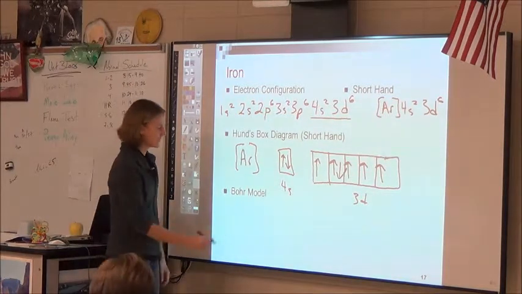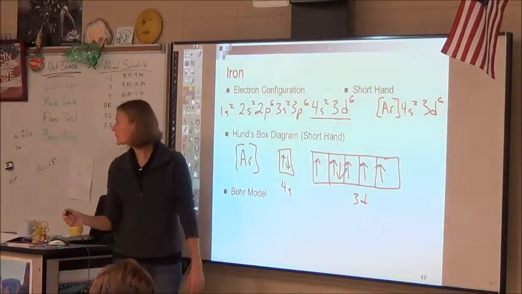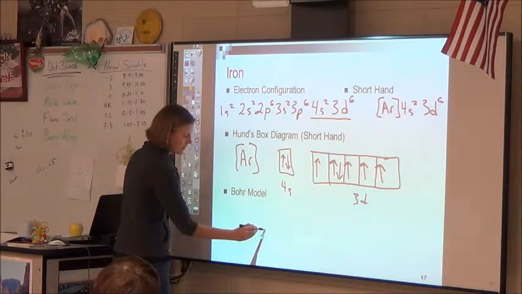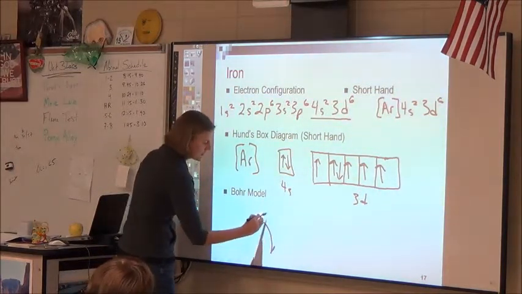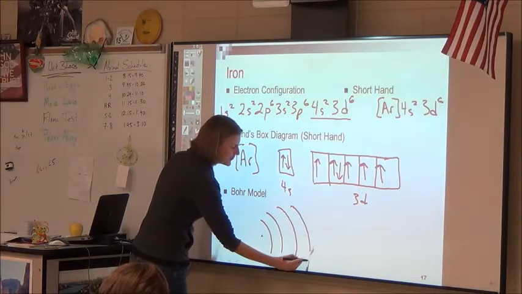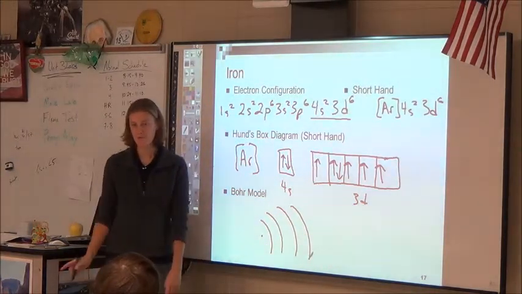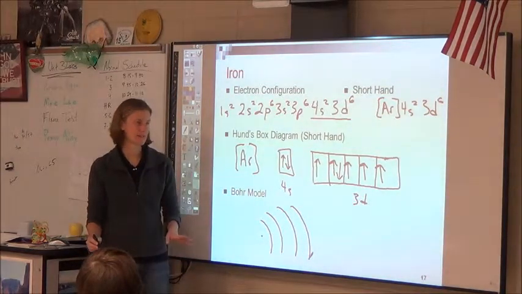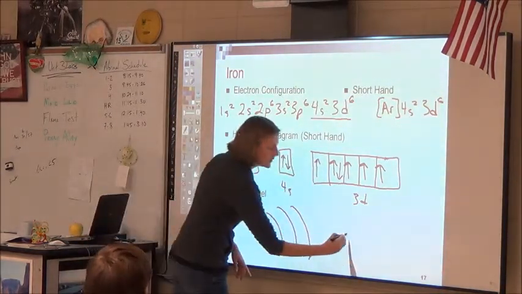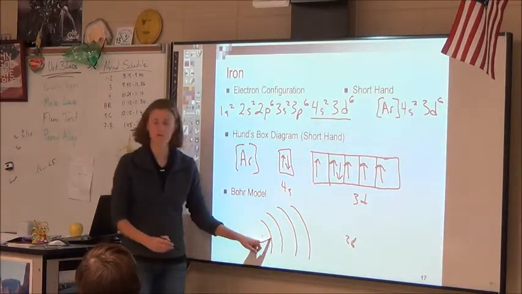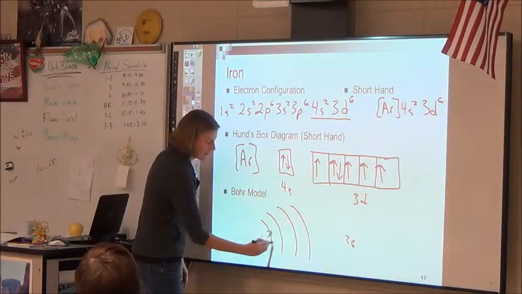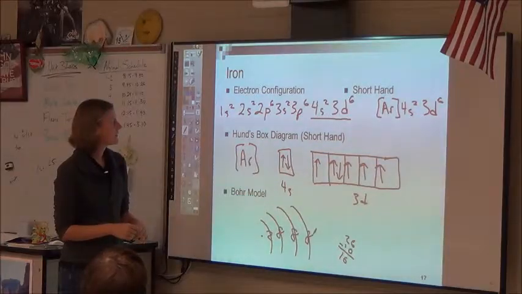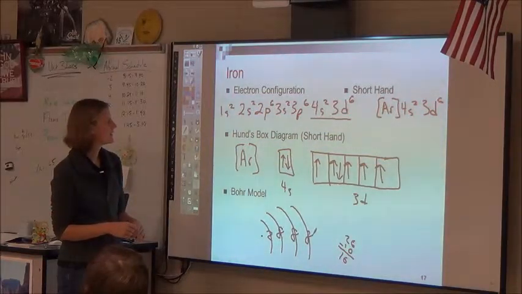All right, our Bohr model. We're in row 4. This would be an interesting one to do. And I'm just going to write them. 1, 2, 3, 4. 4 rings. We're in row 4. And we've got 26 electrons to account for. So, of course, we'll start out with how many on the first? 2. Then? 8. That's right. No, it's not.